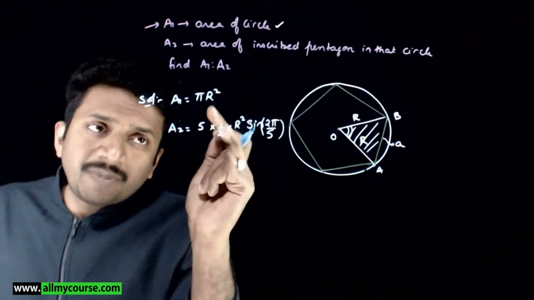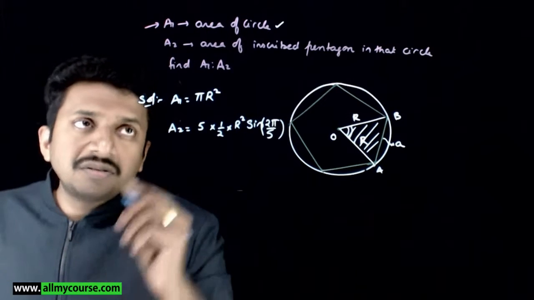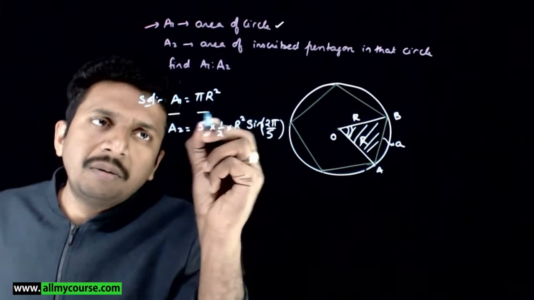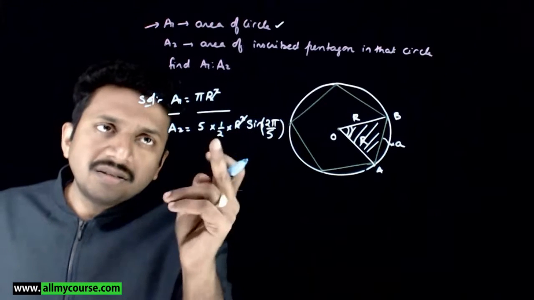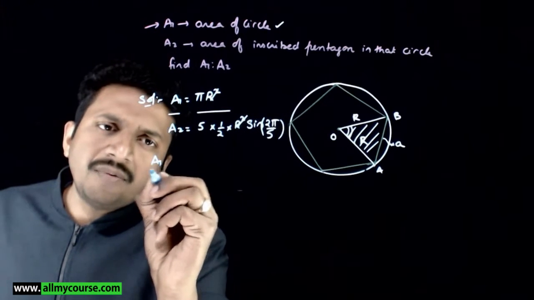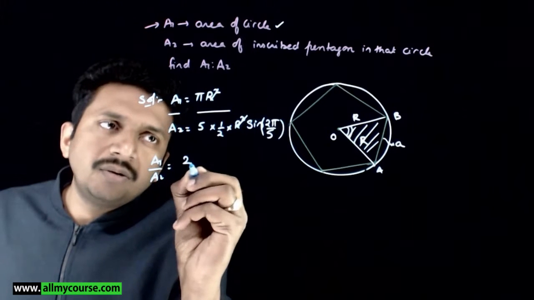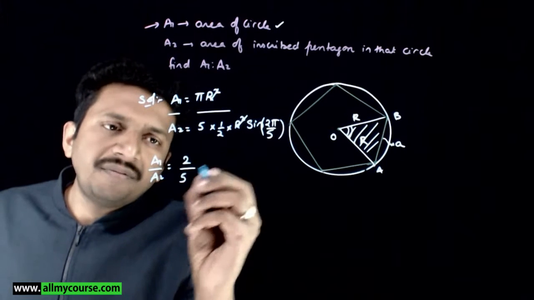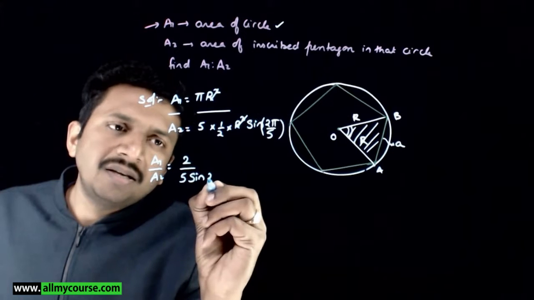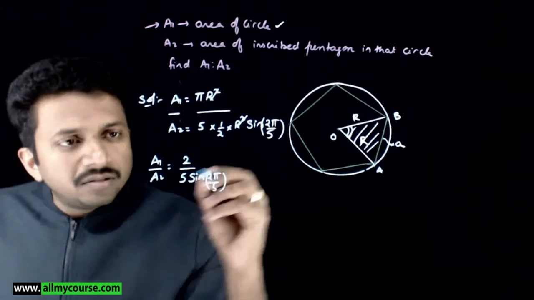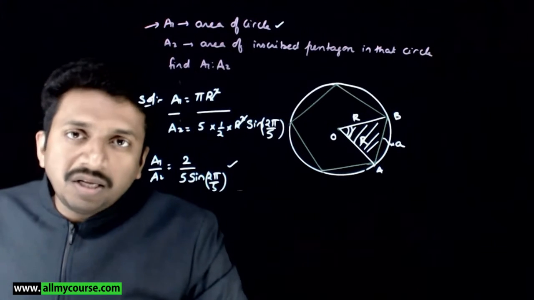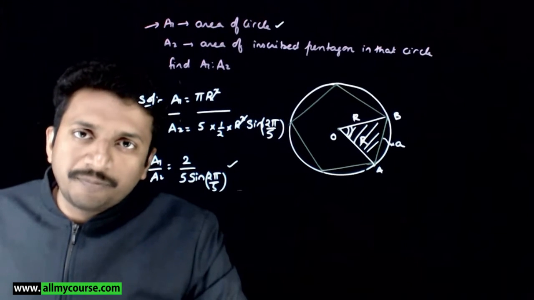So A1 is pi R square, A2 is this. So you're asked to find A1 by A2. So R square and R square gets cancelled. This 2 goes up. So A1 by A2 is equal to 2 by 5 times sine 2 pi by 5. So this will be the corresponding ratio which is required. Thank you.